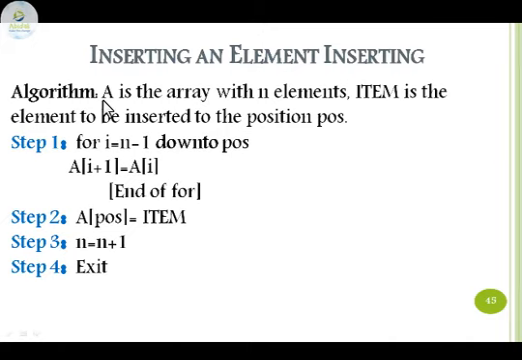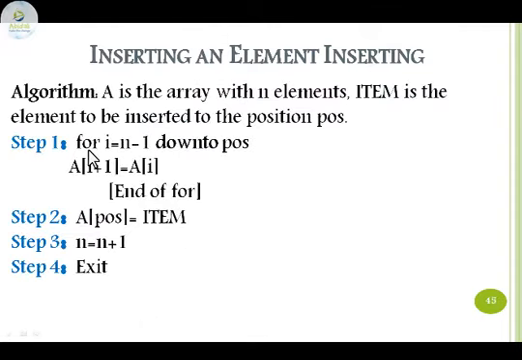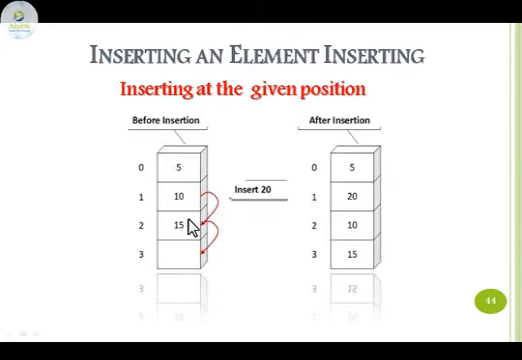So shifting starts from the last position, as has been told. From the last position it starts shifting. So the algorithm begins from I equals n minus 1, that is the last position. And each time, after shifting the last element, it has moved to the next position.